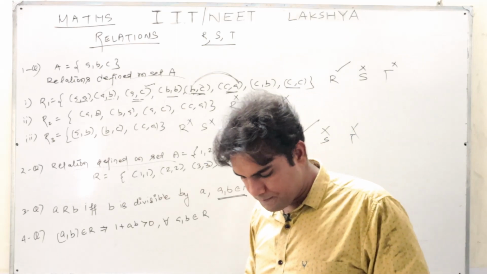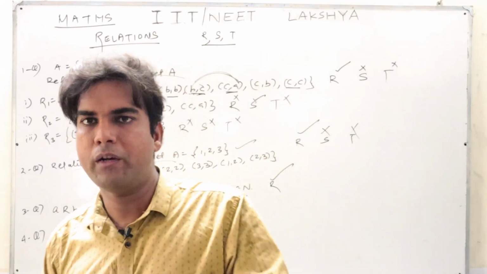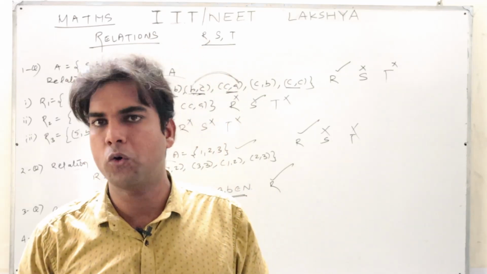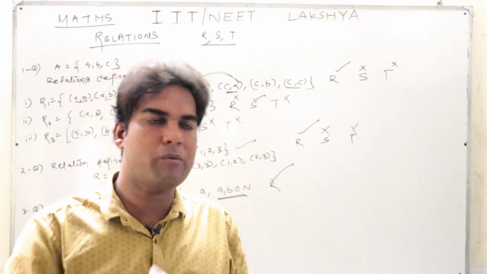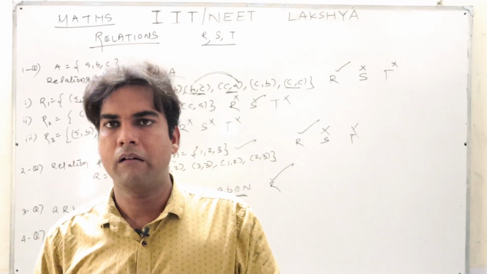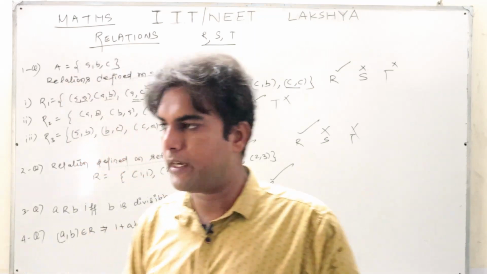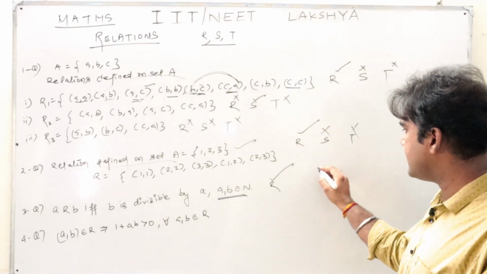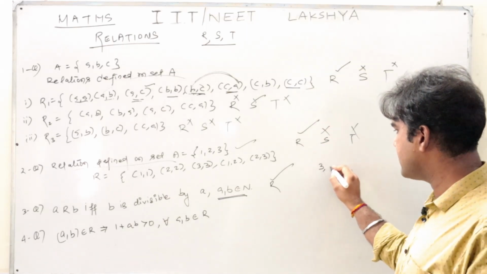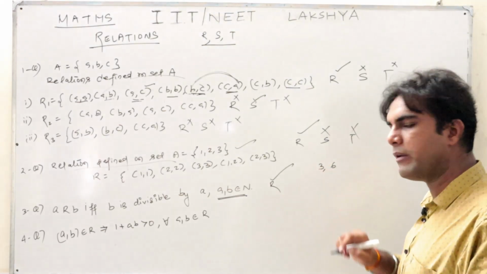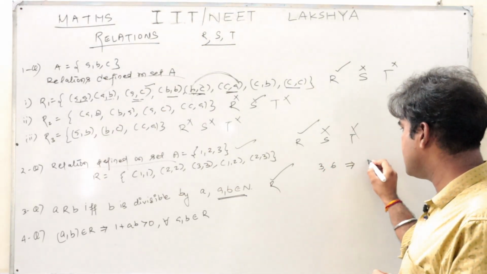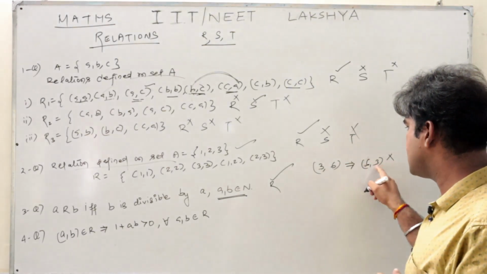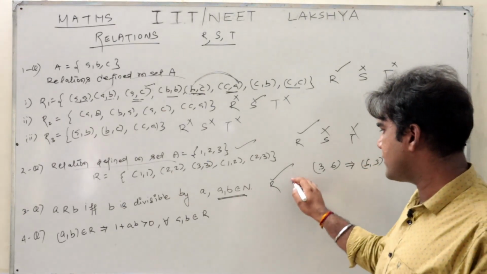Is it symmetric? For example, 1 2 will be there because 2 is divisible by 1. But whether 2 1 will be there, is 1 divisible by 2? No. 2 1 will not be there because 1 is not divisible by 2. So AB is there, but BA will not be there. For example, 3 6 will be there because 6 is divisible by 3, but 6 3 will not be there because 3 is not divisible by 6. So it is not symmetric.